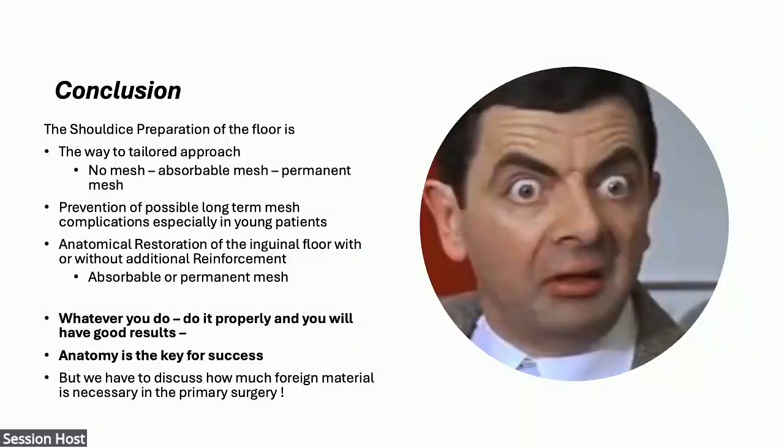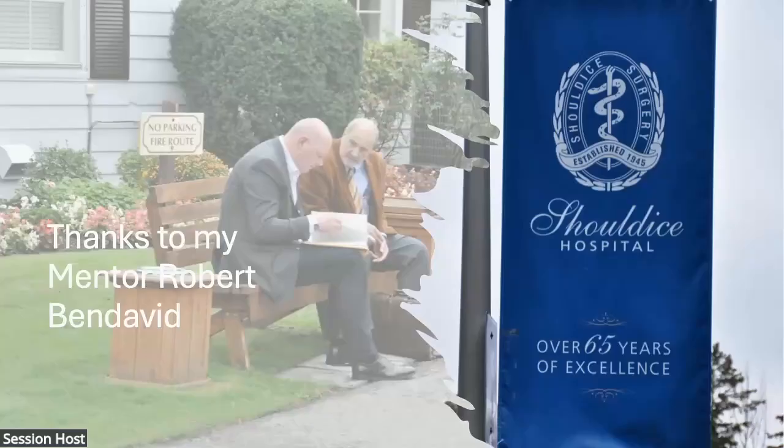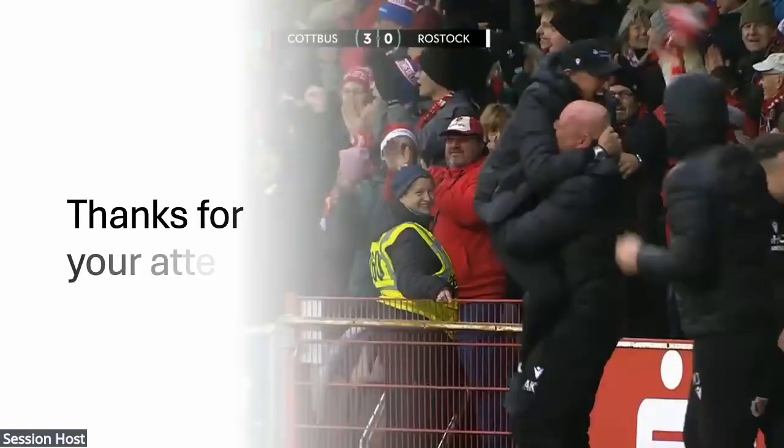Let me conclude. The shoulders preparation of the floor is the way to a real tailored approach between no mesh, absorbable mesh, or permanent mesh. And we have an anatomical reconstruction of the floor with or without additional reinforcement. And finally, whatever we do, we should do it properly, and we will have good results. And the anatomy finally is the key for success. But we have to discuss, especially in young patients, how much foreign material we need in the primary surgery. Thanks to my mentor, Robert Bendavid, and thanks for your attention.